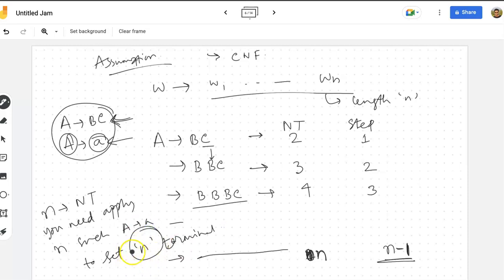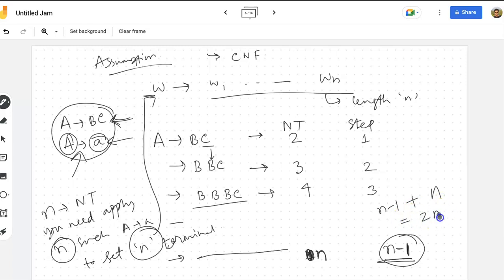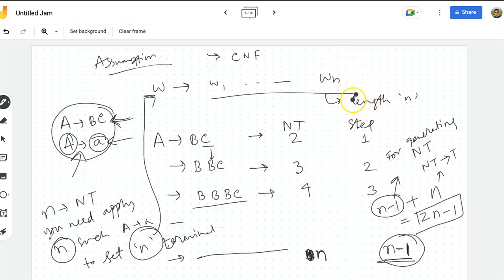Now you are here. You have a string which has n terminals. So how many steps are there? Previously, to get n non-terminals, you used n minus 1 steps. Now to replace those n non-terminals, you again use n steps of this form. So the total number of steps is 2n minus 1. This part is for generating non-terminals, and this part is for non-terminal to terminal. So there will be 2n minus 1 steps by which you can generate a string of length n.